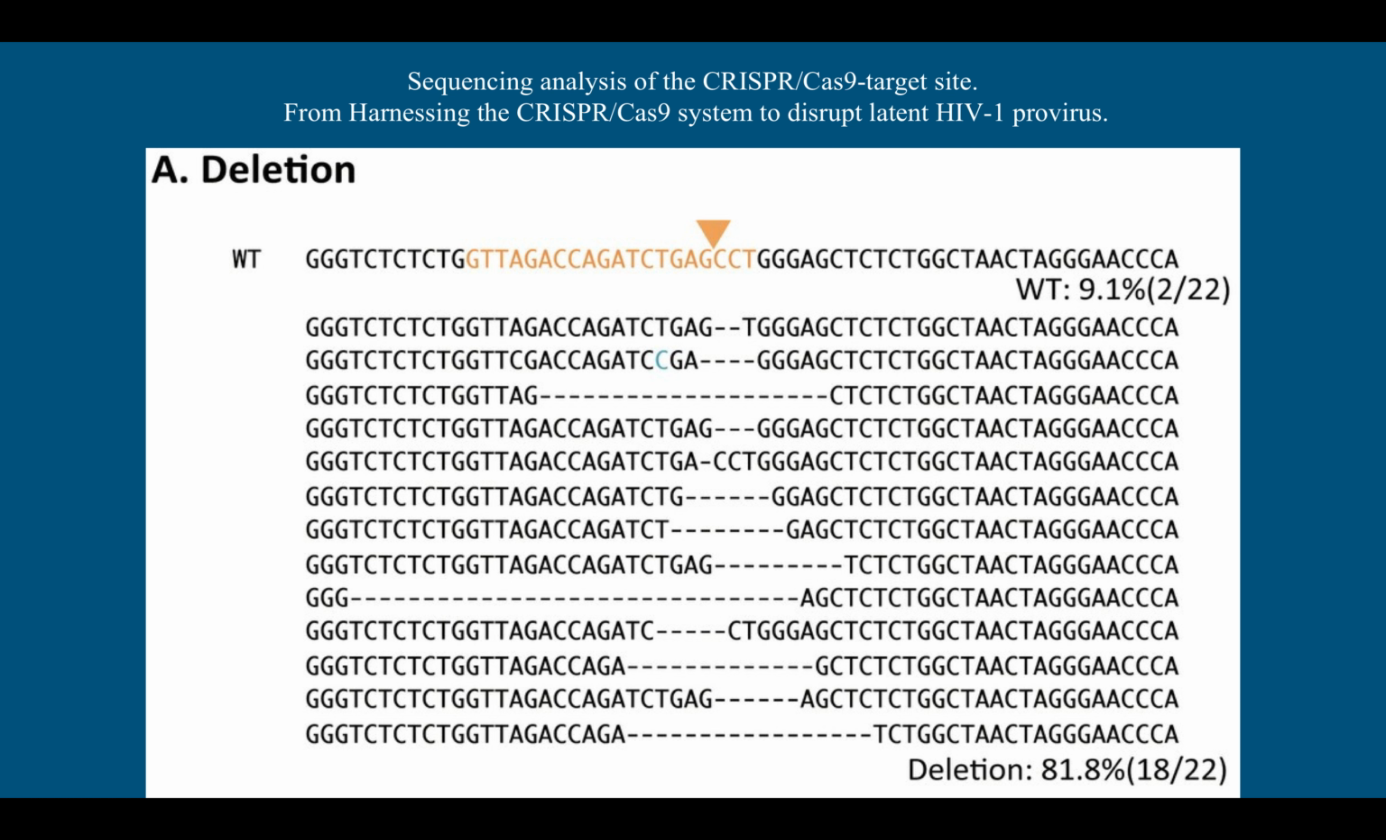Sequencing analysis of the CRISPR-Cas9 target site, the LTR promoter region, revealed various mutations at the cut site. These mutation patterns are likely to be the result of the non-homologous end joining pathway as the cells attempt to repair the DNA after double-strand breaks were introduced. This indicates the effective cleavage of the proviral genes by the CRISPR-Cas9 pathway.